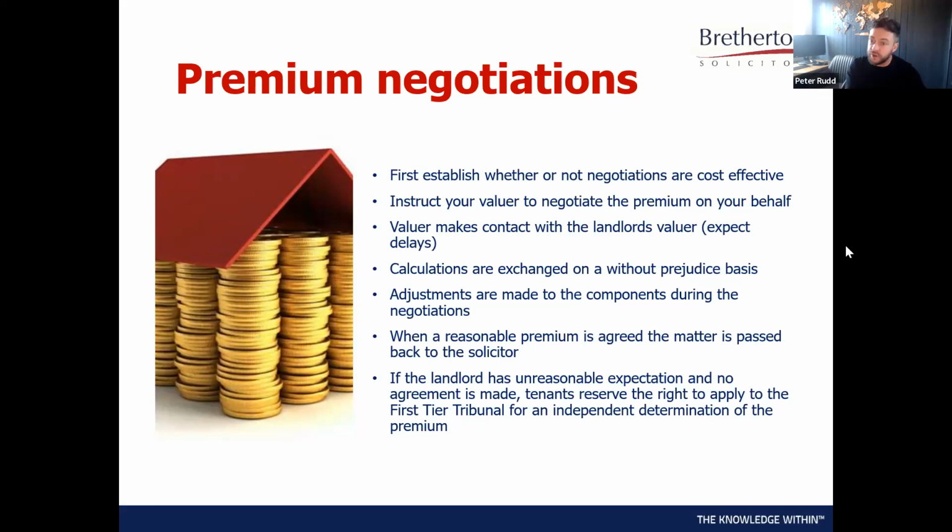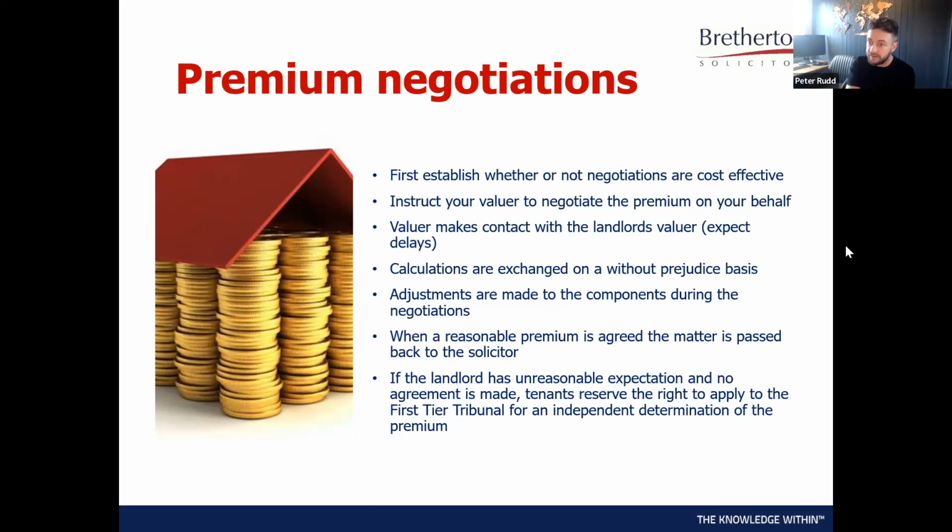So there can be a number of reasons. Quite often, when you make an application to the first tier tribunal, you don't actually have any desire to go to tribunal, but it will extend the time you have to negotiate the premium or agree the remaining terms of acquisition. And ideally, you would hope to get that agreed before any tribunal date.